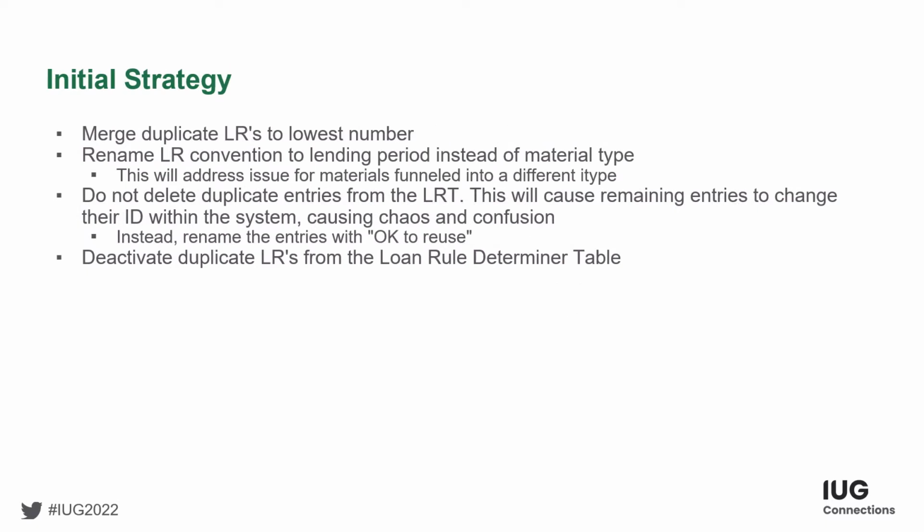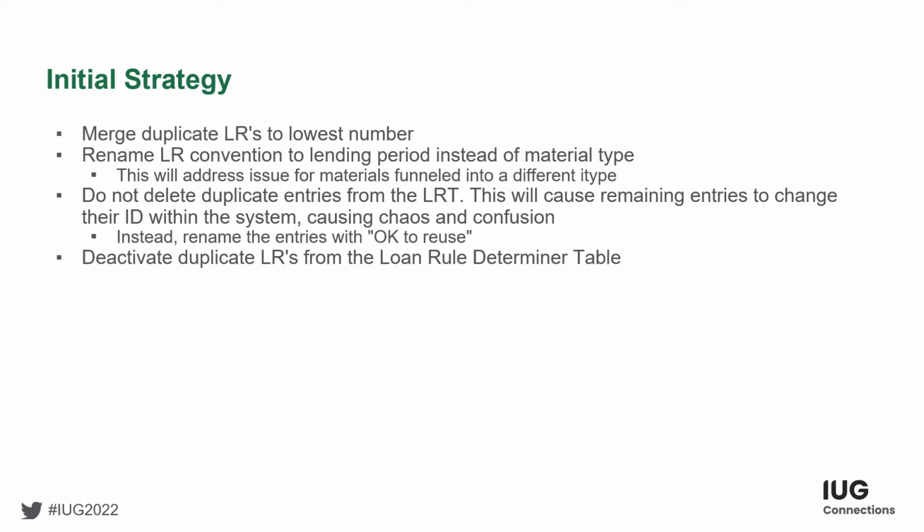So our initial strategy was to ensure the proper transition to remove duplicates in the system while ensuring the least amount of disruption for patrons. This is given the fact that many of the items are currently checked out, some of them are on hold, and some of them are currently in collections. So we wanted to start by merging duplicate loan rules to the lowest number on the loan rule table. As an example, moving loan rule 51 into loan rule 4.